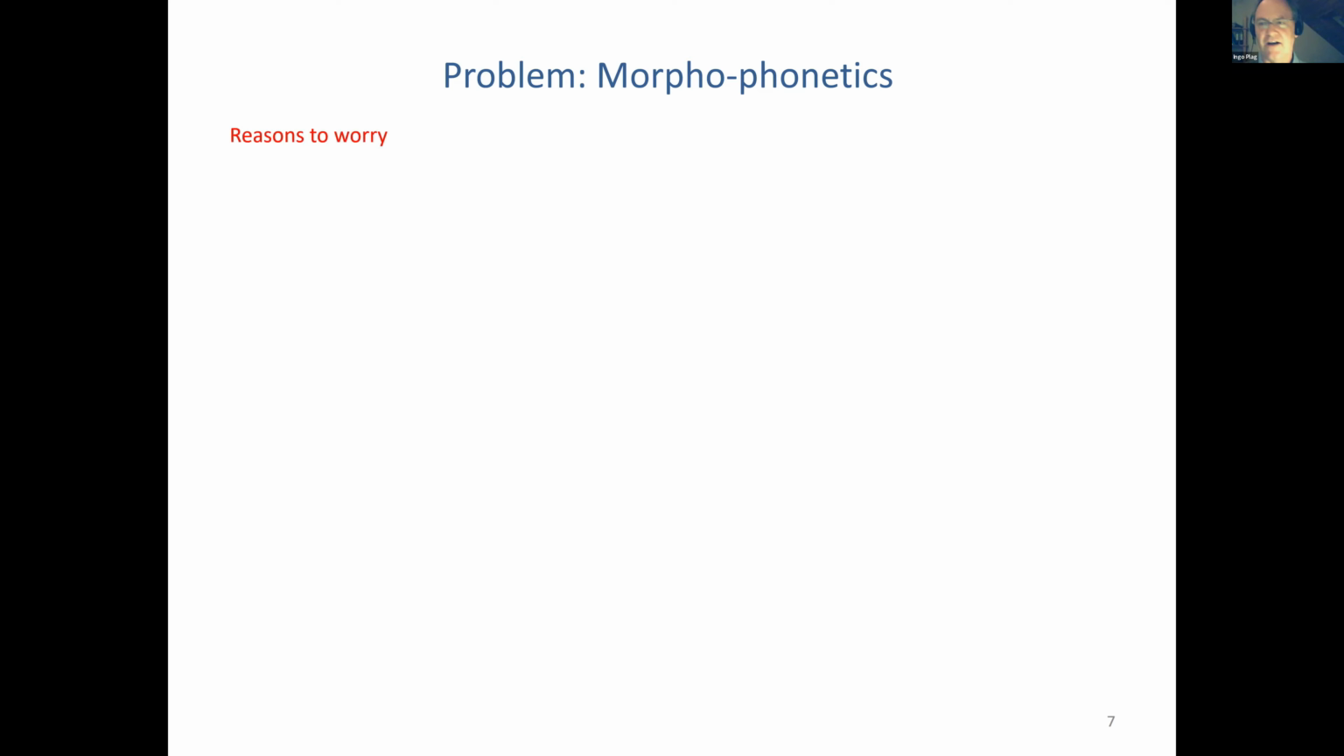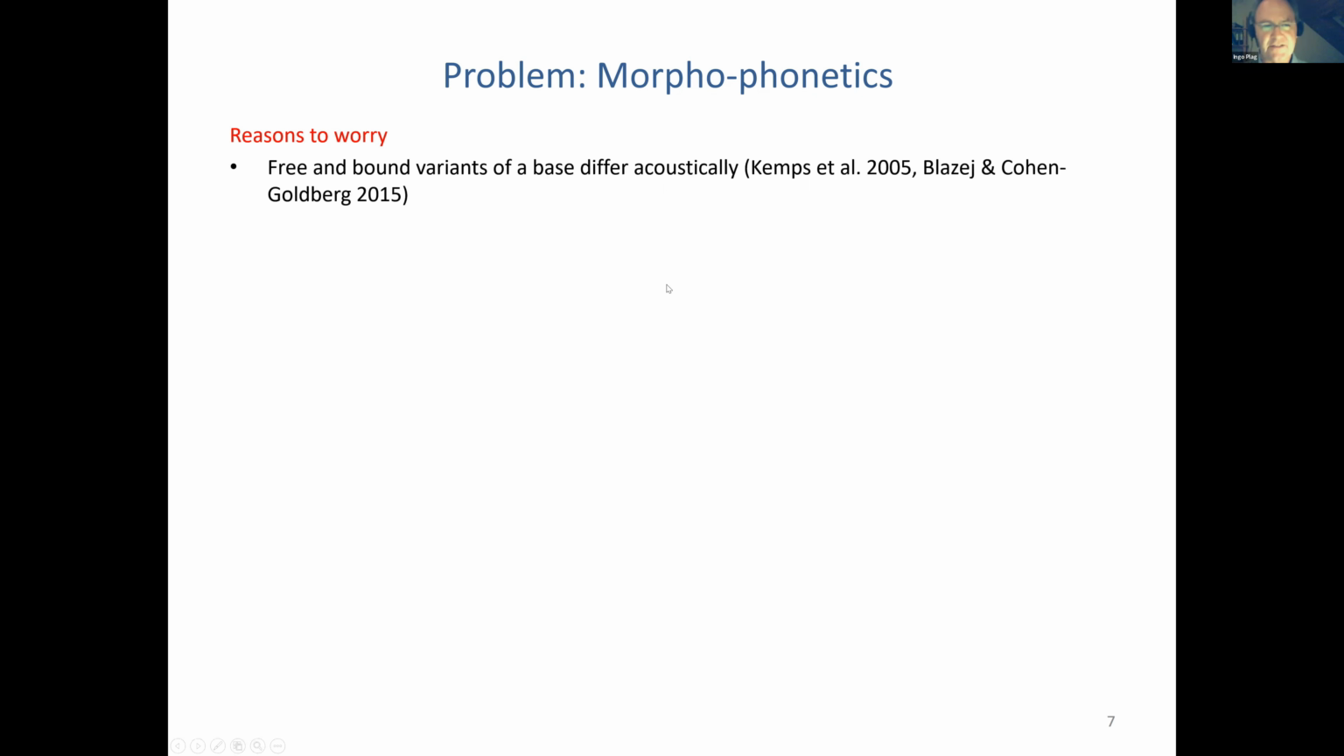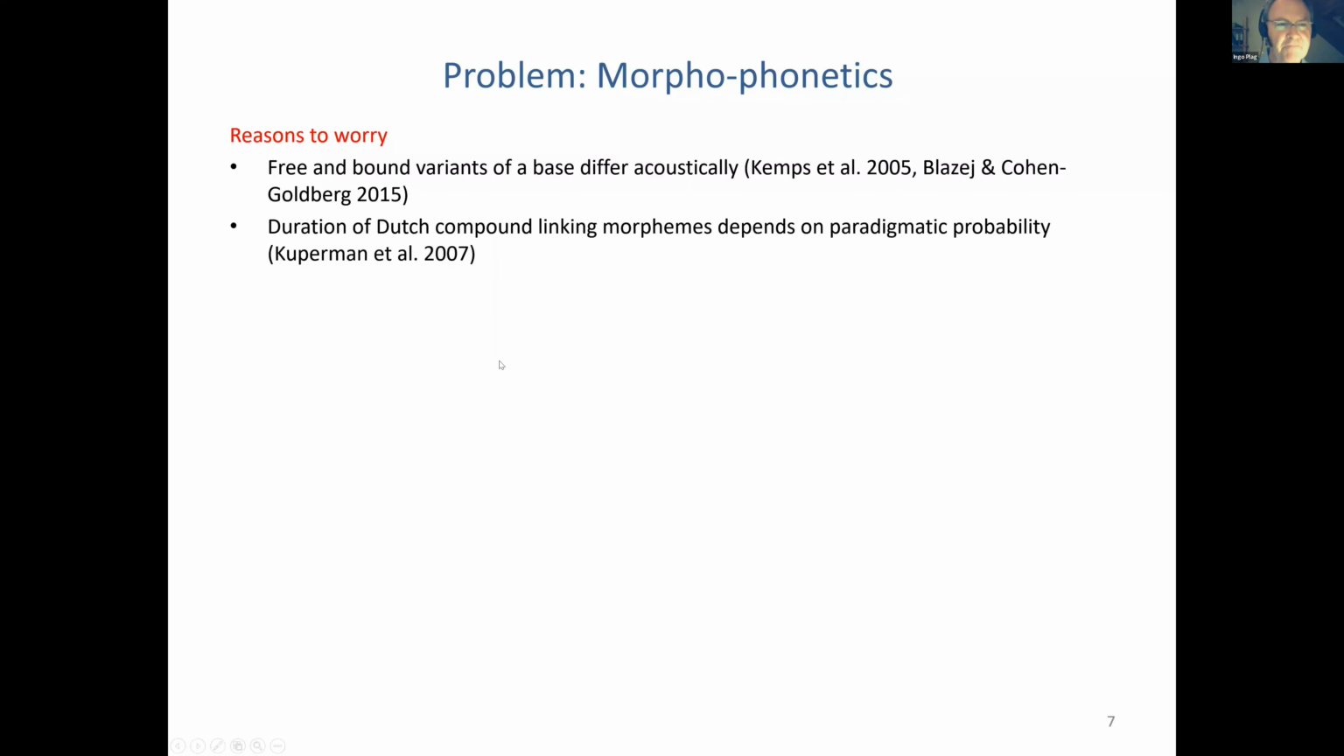However, there are reasons to worry. It's probably not correct to think in this way. For instance, it was found that free and bound variants of a base may differ acoustically. So the book in books is not the same as the book in book. Maybe you heard the difference, haha. Another example is the duration of Dutch compound linking morphemes. So in Dutch compounds, you have an n or an s sometimes in between the two elements that make up the compound. And which one, how you pronounce these, how long you pronounce them, depends on how probable they are. You find both of them, and if they are more probable, they are longer in their duration.